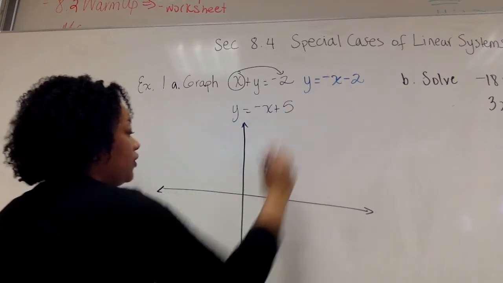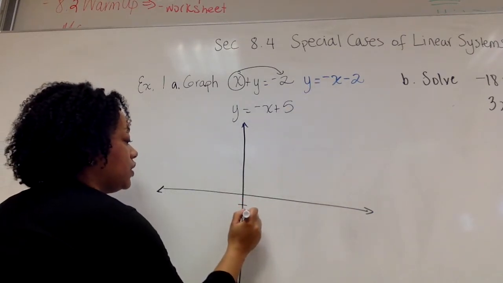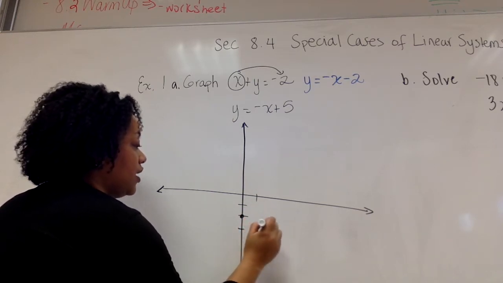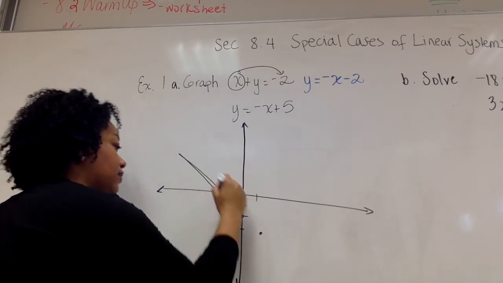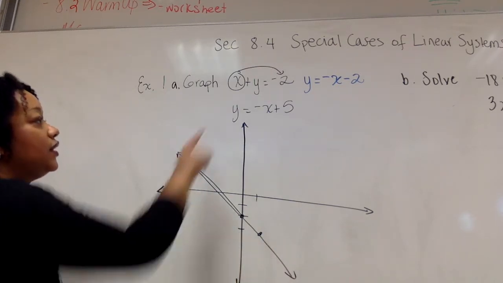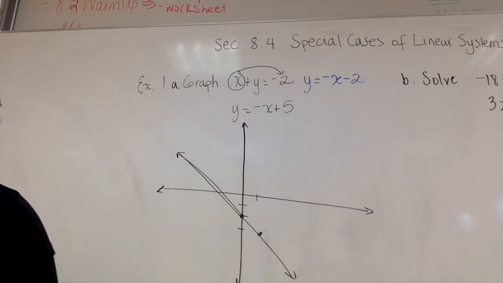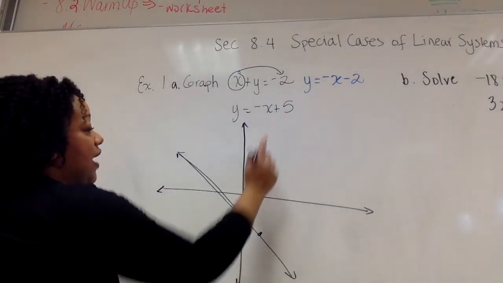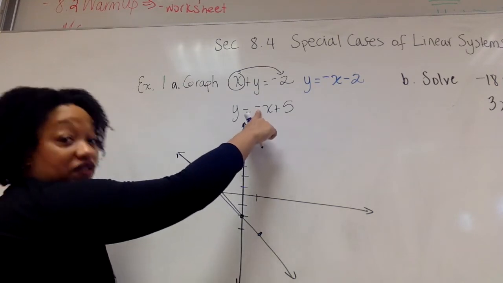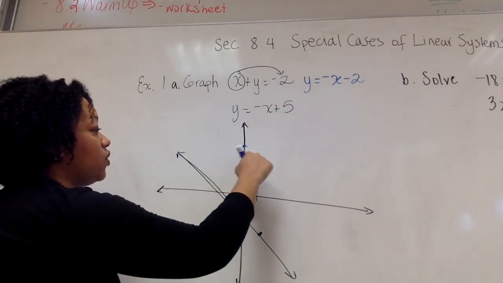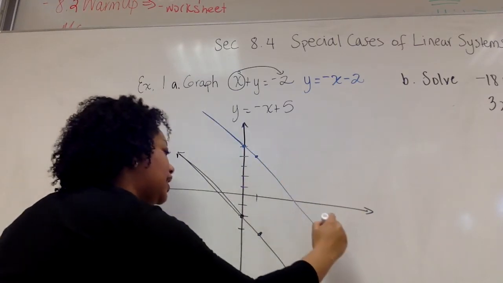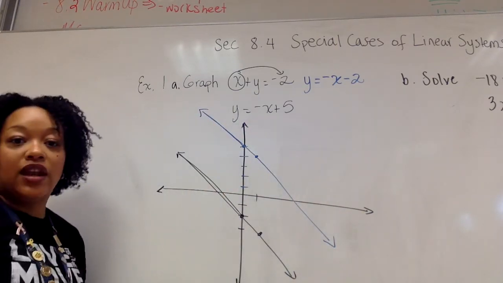For my first equation, the y-intercept is -2. I go down 1, and to the right 1, there's my first line. A little off, but there it is. Second equation, my y-intercept is 5. My slope is still -1, so I'm going down 1 to the right 1. When I connect those dots, again, another straight line.